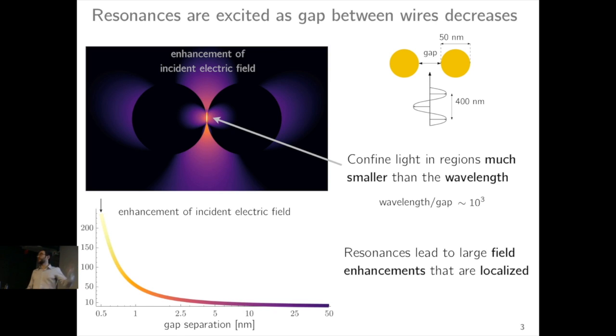And this is precisely an illustration of confinement and resonances. So this system is able to trap light in the gap region, which in this case is 1,000 times smaller than the incident wavelength. And thanks to this extreme confinement, you get these large amplifications or resonances that are tightly localized in this gap region. These resonances are also called electromagnetic hotspots.